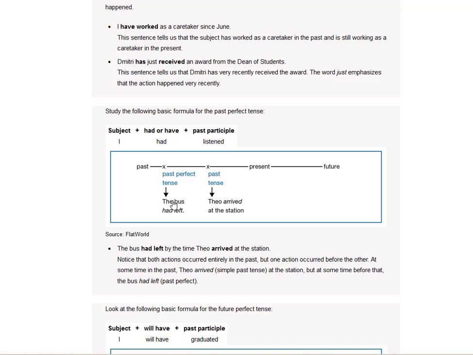Always, it's the past action that happens before another past action, and then the future perfect is the future action that happens before another future. Like I will have studied all my nursing classes before I graduate in 2025. So I will have studied, that's the future perfect, all my classes before another future action, graduating in 2025.